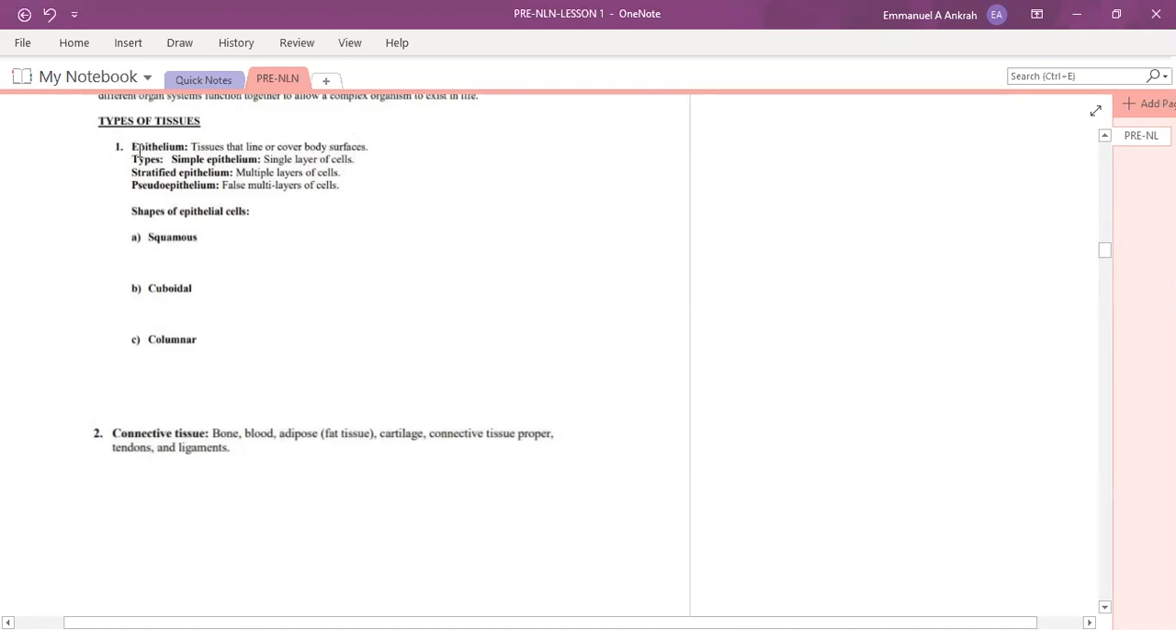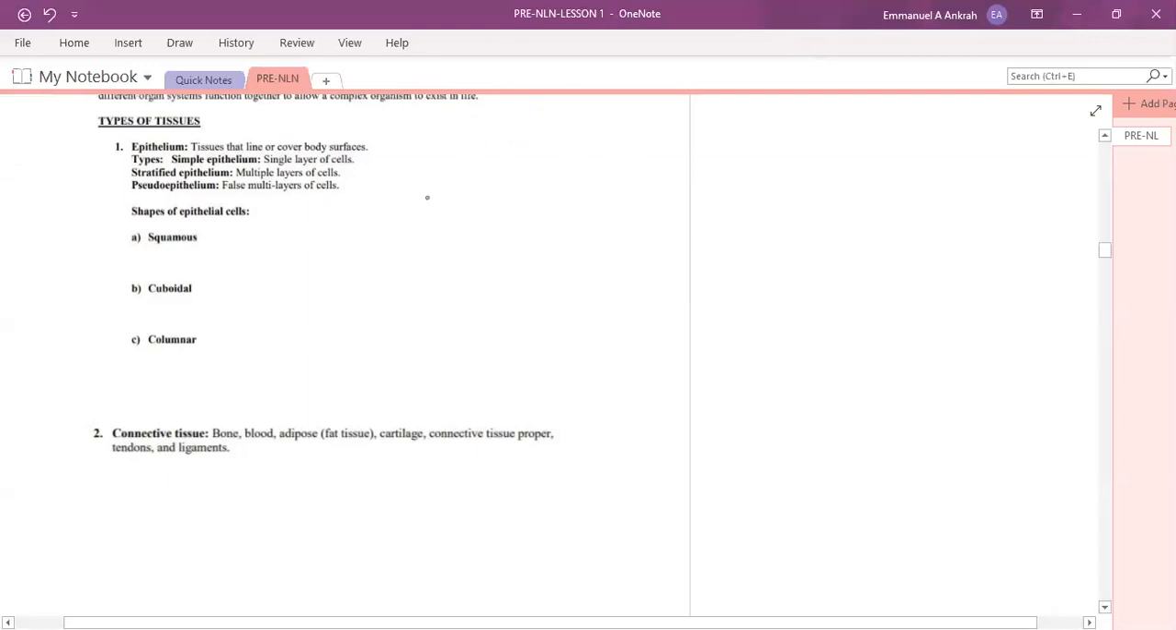So the epithelium over here, tissues that line or cover body surfaces, we call them epithelium or epithelial tissues. And you can classify them based on the layers. If you have one layer, we call that simple epithelium. If you have multiple layers, we call that stratified epithelium. And there's one that has false layers, and we call that the pseudo epithelium. Some people call it pseudostratified epithelium. All right, so let me see if I can draw what I'm talking about here.